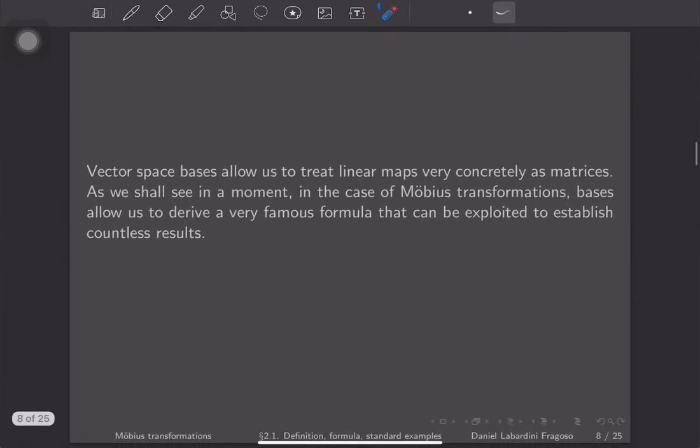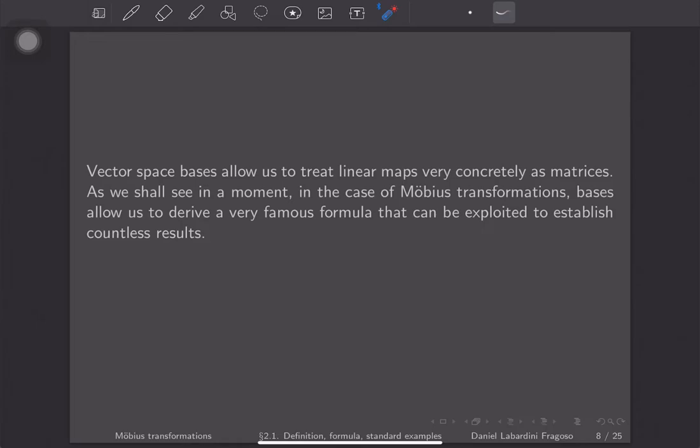The way I'm going to obtain explicit formulas is by considering ordered bases of C2, right? Just as in our courses of linear algebra, when we considered bases, we could associate to each linear map a matrix, right? So to each linear map something numerical, that is, one can see just explicit elements of the field, or if you want, explicit numbers, rather than thinking abstractly about transformations.